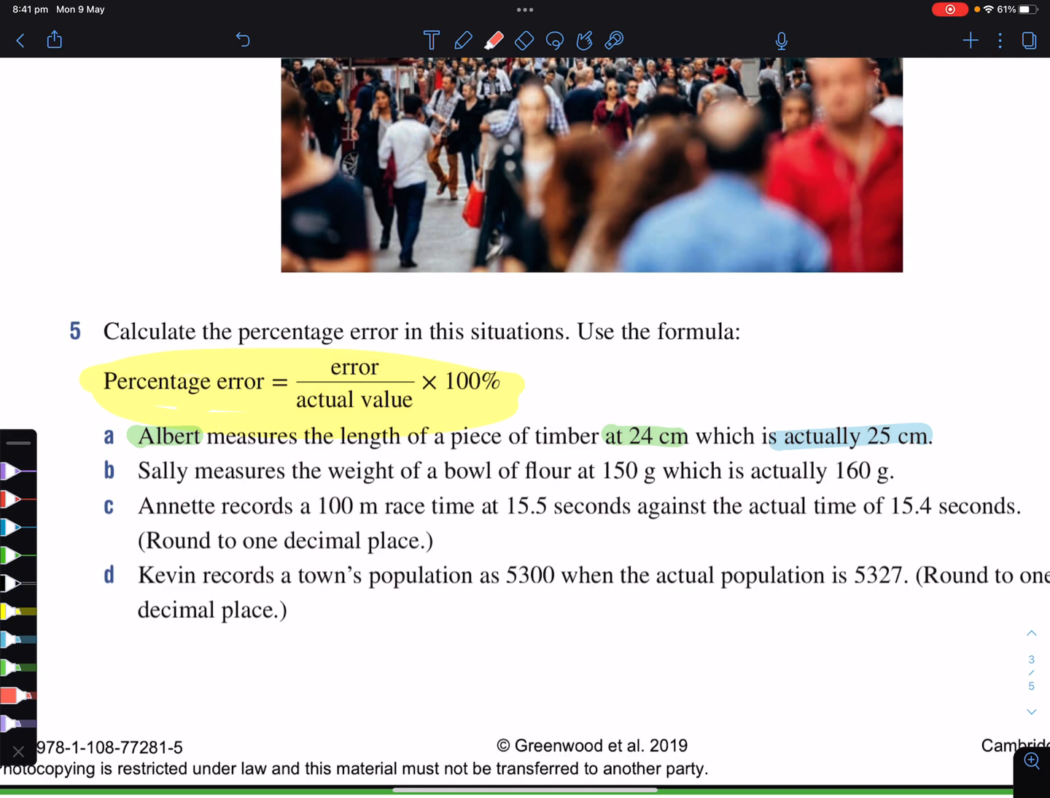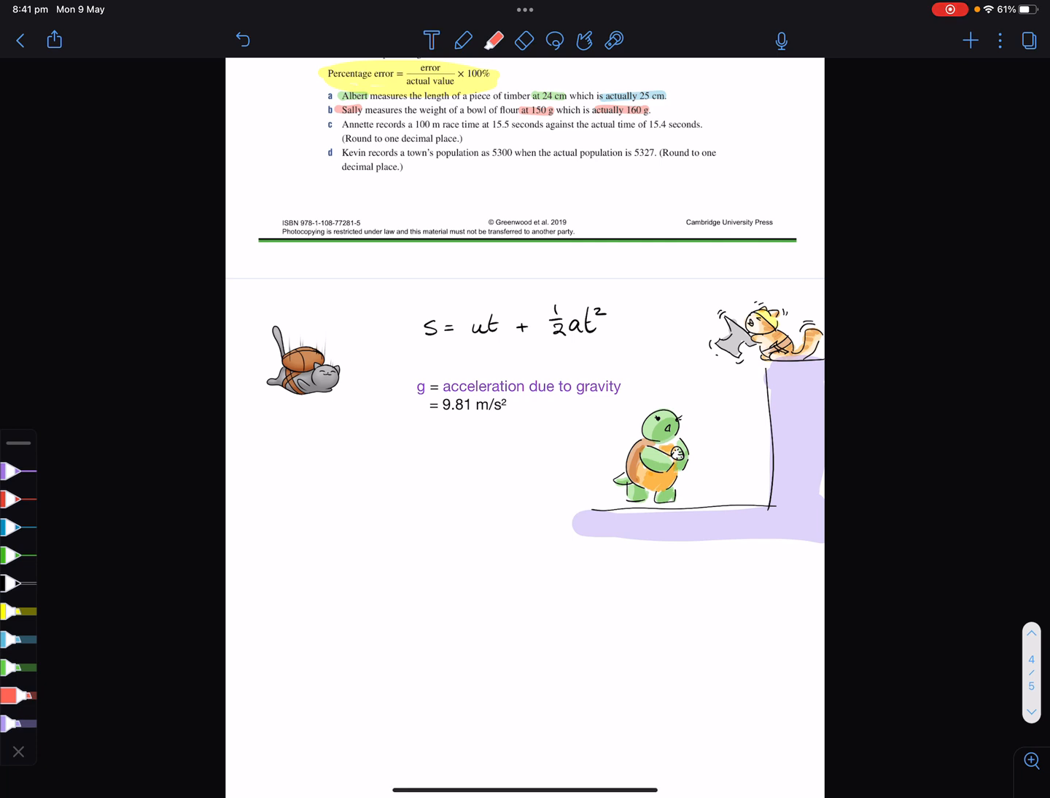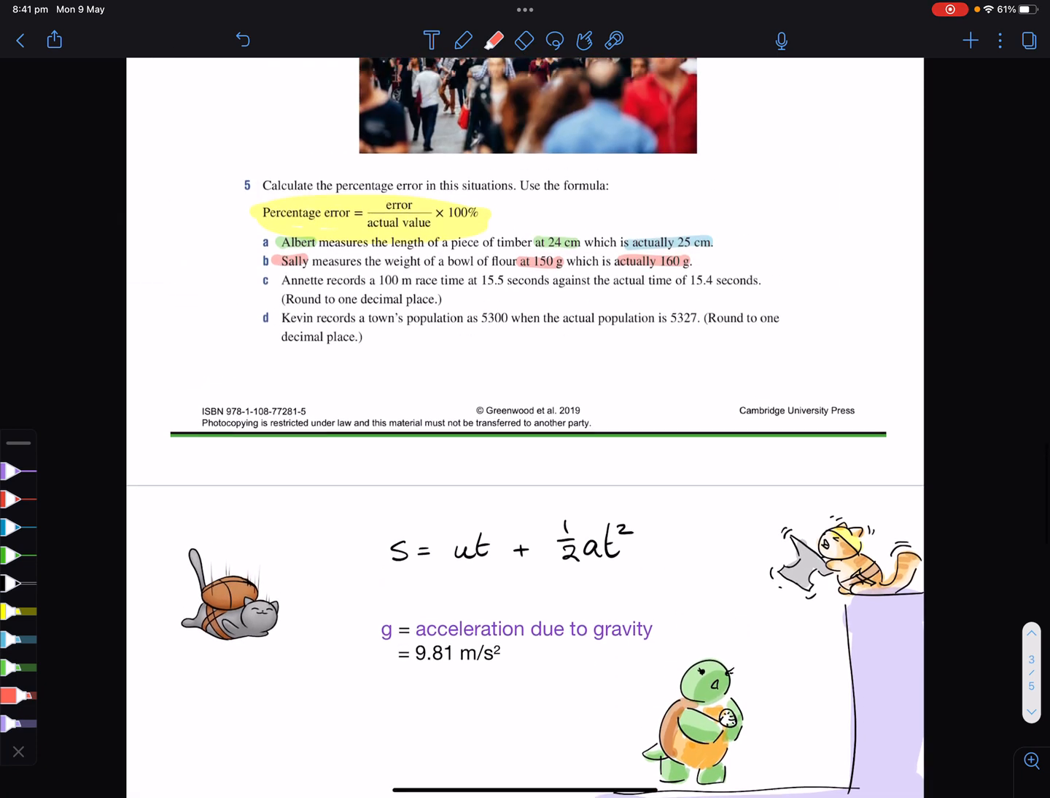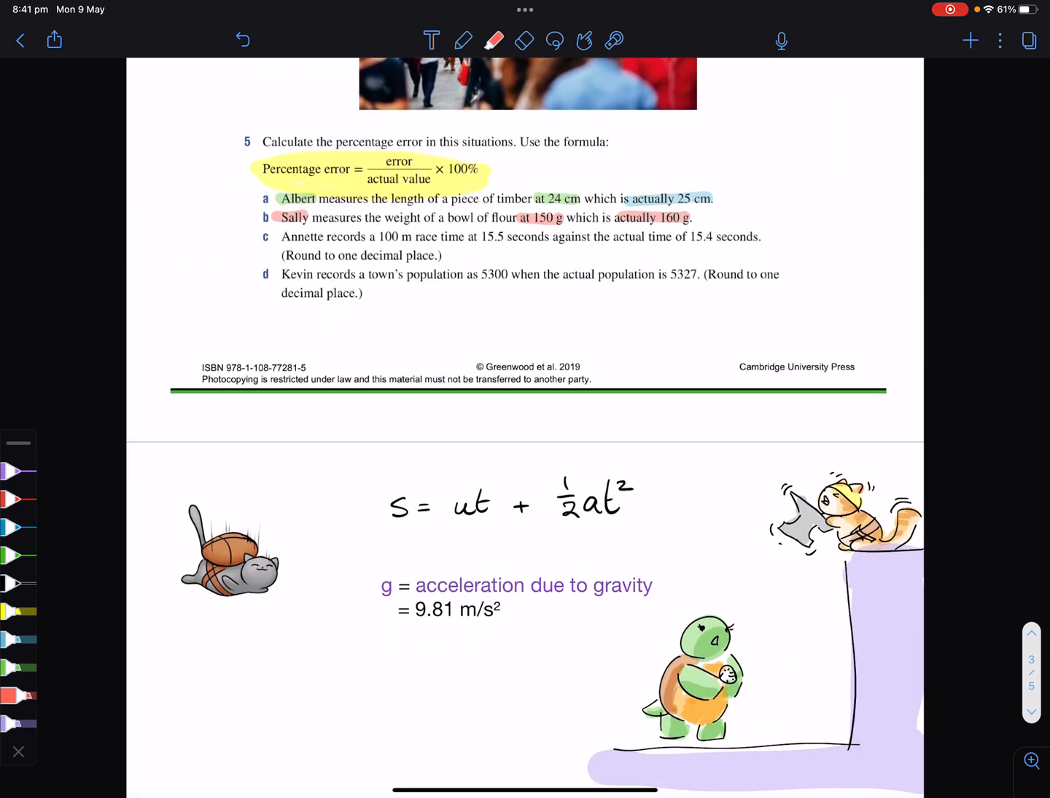Okay, so here's another one. Sally measures a bowl of flour at 150 grams when it's actually 160. So it looks like she's screwing up. Look, I think the scenario is not realistic, so let me just give you a realistic scenario. If you don't care, you can just stop watching this video right now and move on with your life.